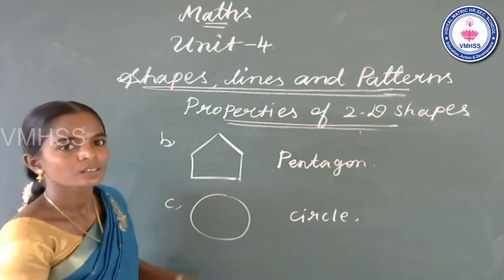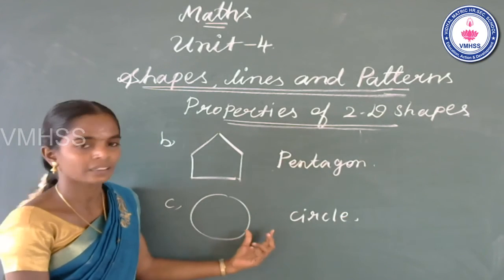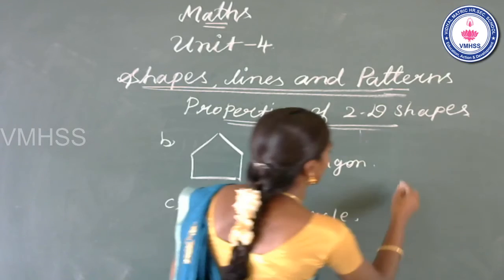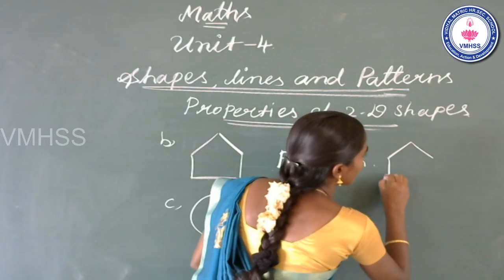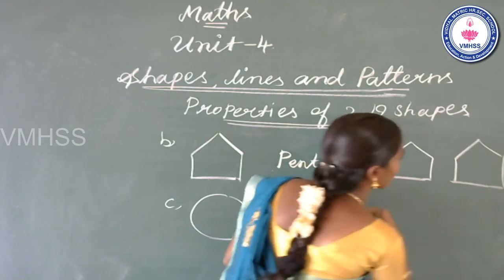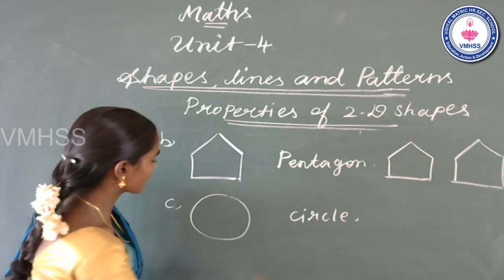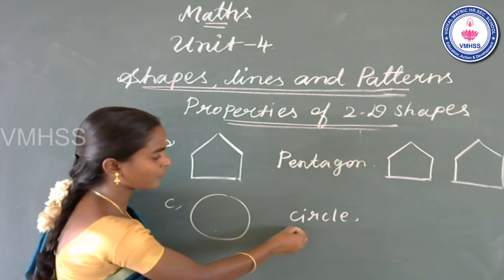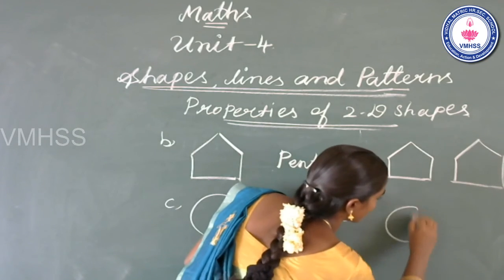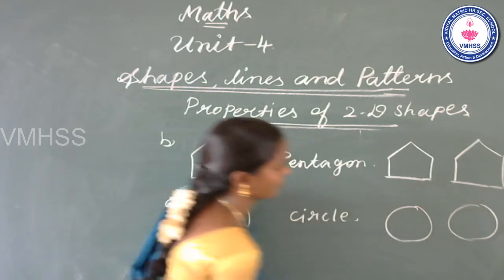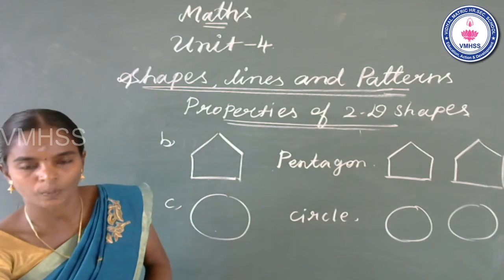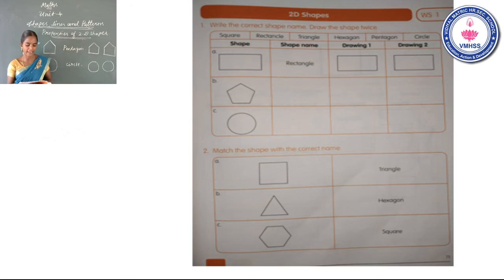Write fast. This shape, pentagon. This shape, circle. Next, we draw the shape twice. So, pentagon. Next, we draw another pentagon. Next, circle. The shape name, circle. Next, we draw the circle twice. So, 1, 2. Did you understand, ma'am?